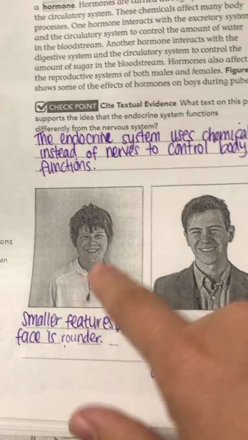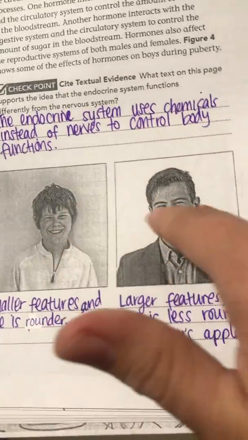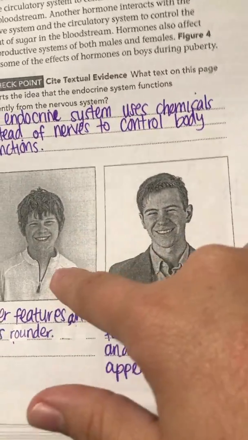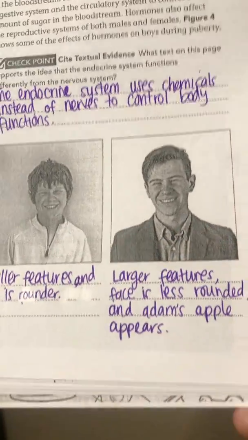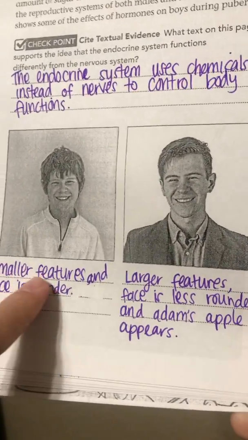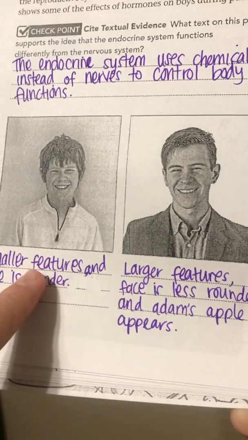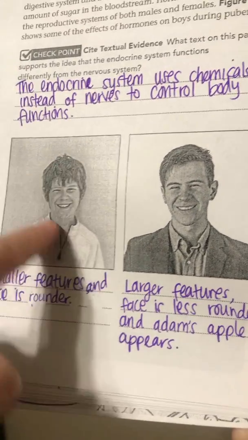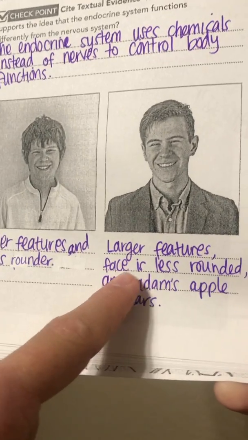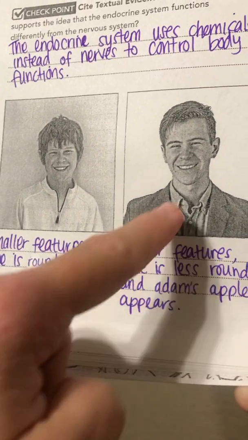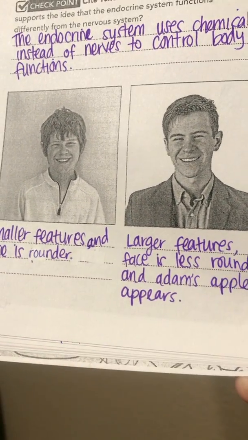And then here you were looking at these two images and you were just trying to see what are the differences, what are some observations that you see. So these answers would vary, but this is just what I put. So for this one, there's smaller features on the person's face and the face is rounder. Then this one, the features are now larger, the face is less rounded, and you can see an Adam's apple has appeared.